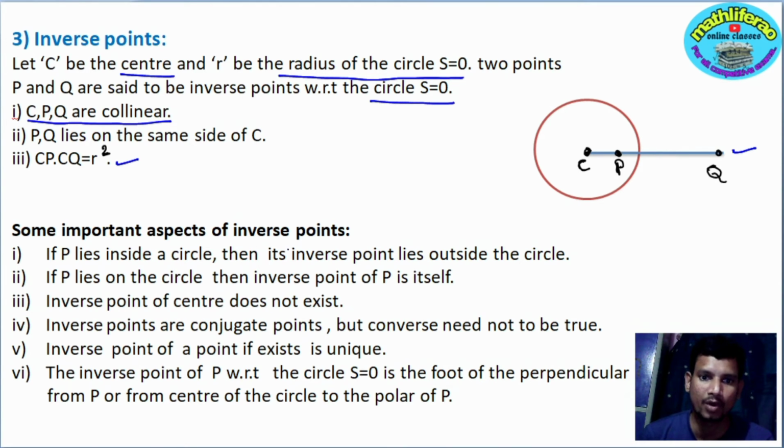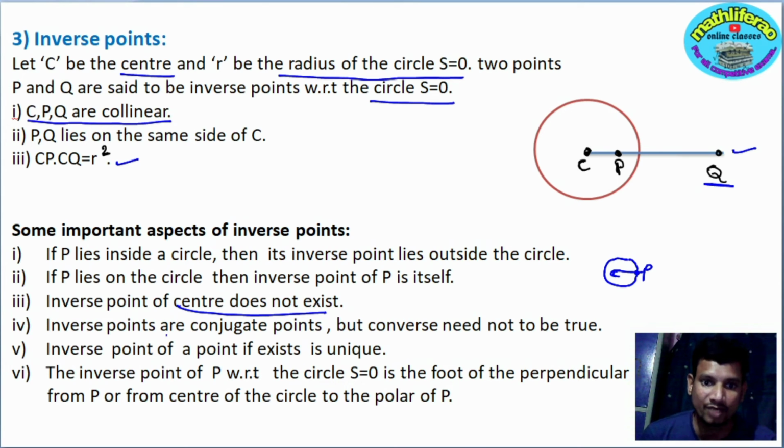Now, some important aspects of inverse points. First one: if P lies inside the circle, then its inverse point lies outside of the circle. P point inside, like this, then the inverse of P is outside of the circle. Next, if P lies on the circle, then the inverse point of P is P itself. That is, if P lies on the circle, then the inverse point of P is P itself. Next, third one: the inverse point of the center of the circle does not exist.